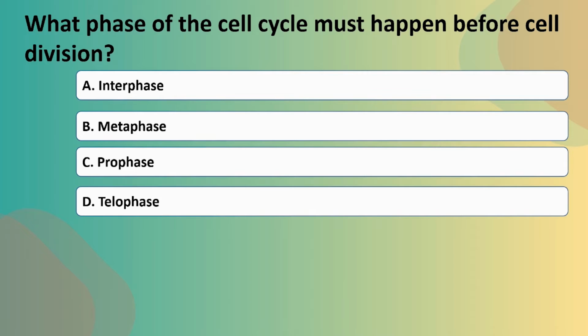What phase of the cell cycle must happen before cell division? A. Interphase. B. Metaphase. C. Prophase. Or D. Telophase.